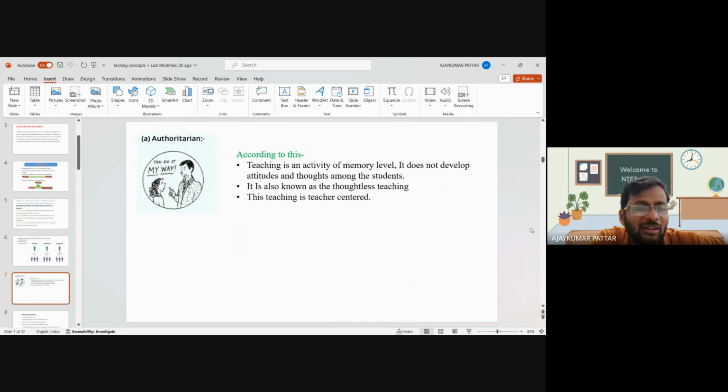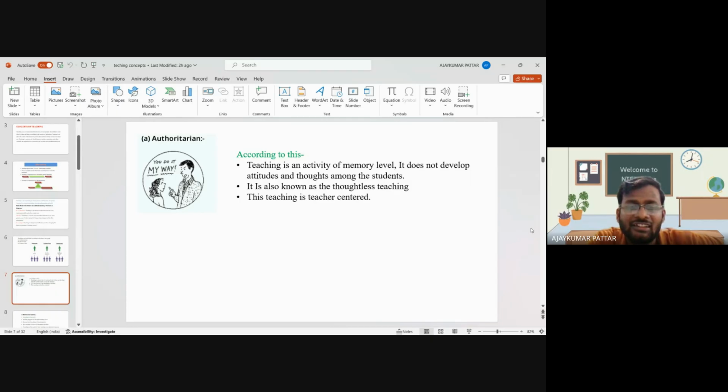The person is telling the girl, you do it my way. In authoritarian teaching, what happens? You do it my way. What I am telling you to do, you should follow my instruction according to my way only. According to this, teaching is an activity at the memory level. It does not develop attitudes or thoughts among the students. It is also known as thoughtless teaching.